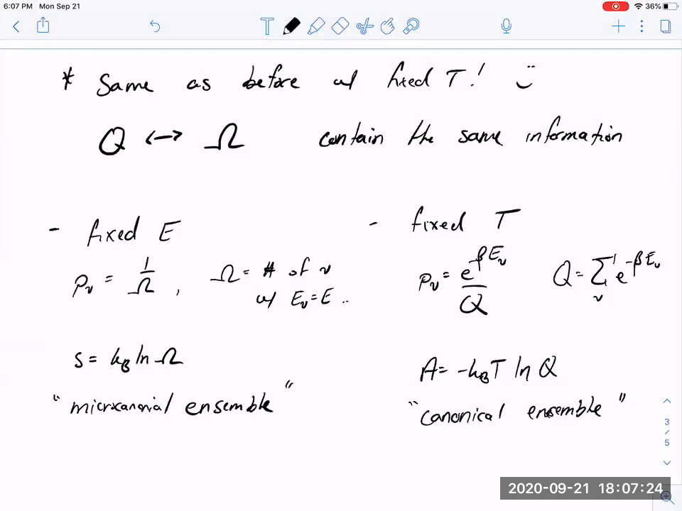Canonical because it is often the case in traditional statistical mechanics that the temperature is held fixed in addition to the volume and number of particles. That is the ensemble most often constructed or considered.